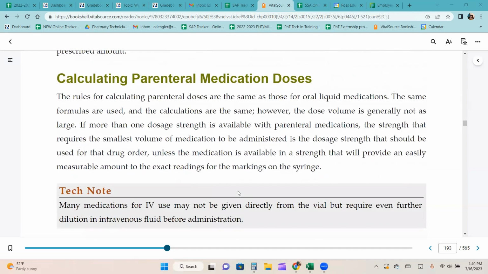The rules for calculating parenteral doses are the same as those for oral liquid medications. The same formulas are used and the calculations are the same. However, the dose volume is generally not as large. If more than one dosage strength is available with parenteral medications, the strength that requires the smallest volume of medication to be administered is the dosage strength that should be used for the drug order, unless the medication is available in a strength that will provide an easily measurable amount to the exact readings for the markings on the syringe.